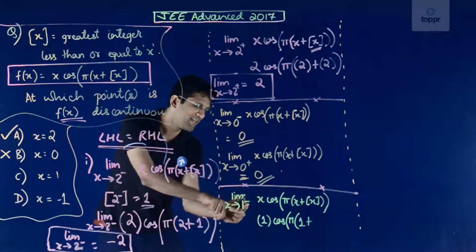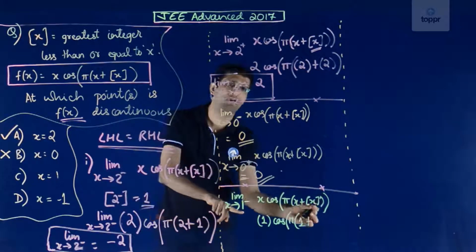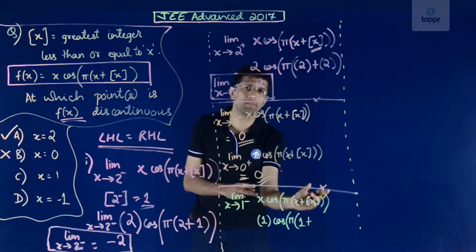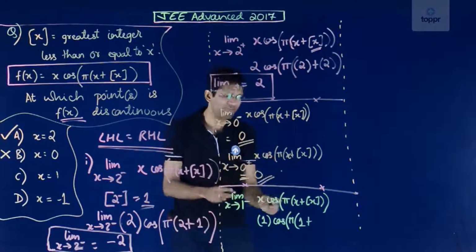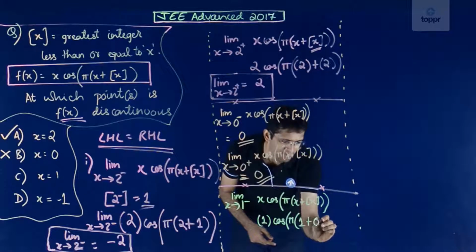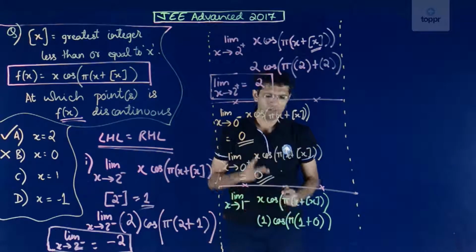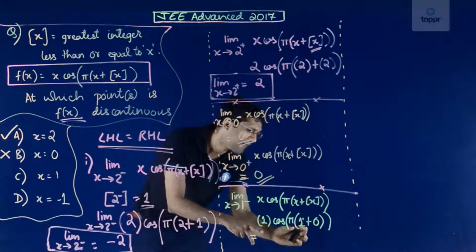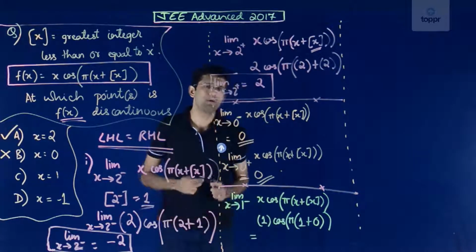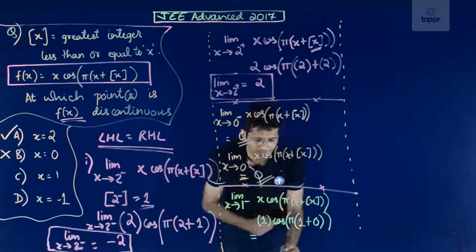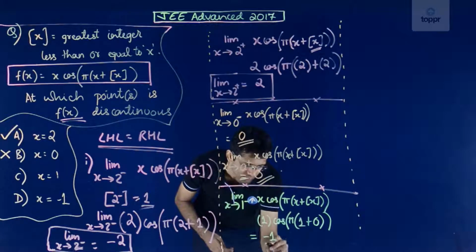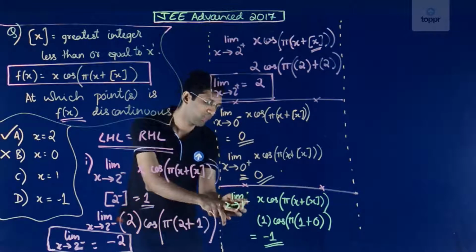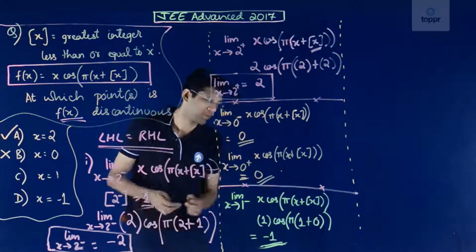So x is less than 1, and so greatest integer function of a value less than 1 will always be equal to 0 because the value is very close to 1 but less than 1, and so the GIF will return the value 0 in this case. Now note that this becomes 1 into cosine of pi. Now cosine of pi is equal to minus 1, and so we write 1 into minus 1, that is equal to minus 1. So we have obtained the left-handed limit of this function as x tends to 1 minus as equal to minus 1.